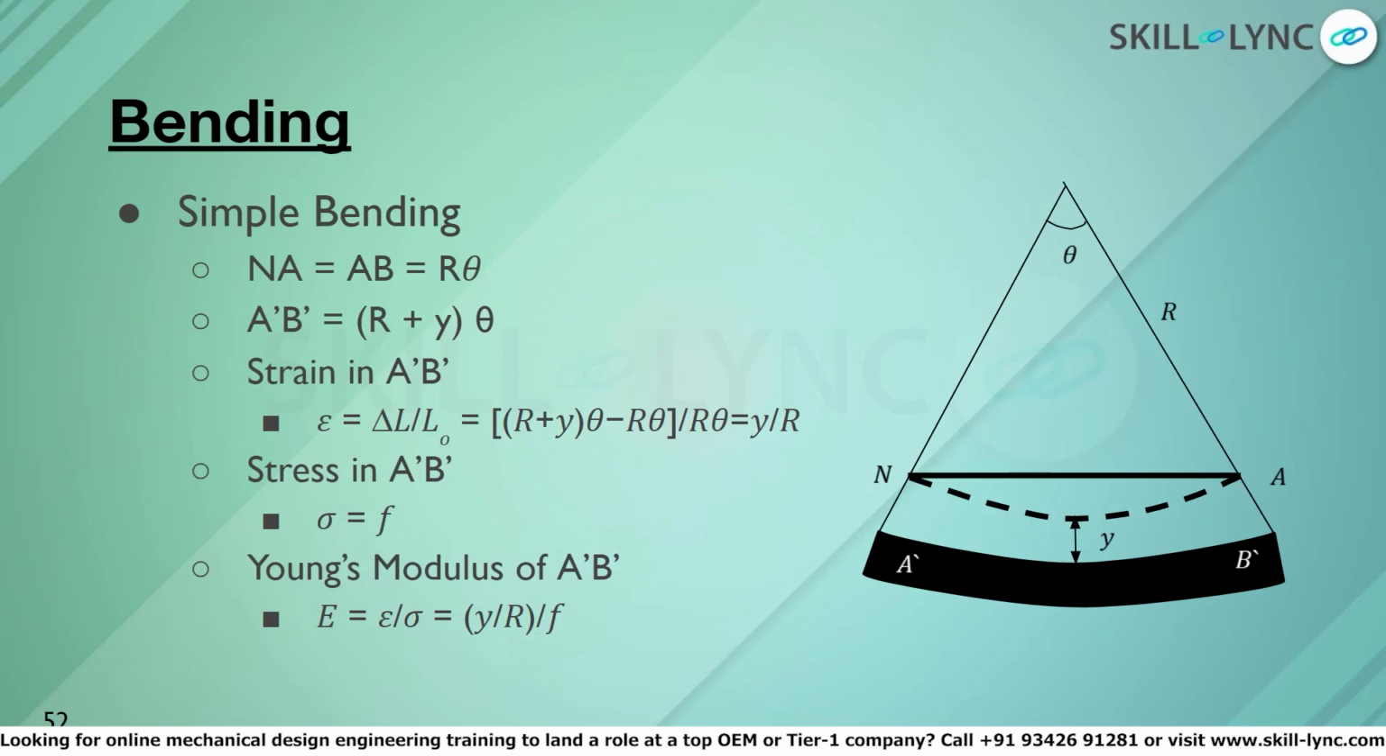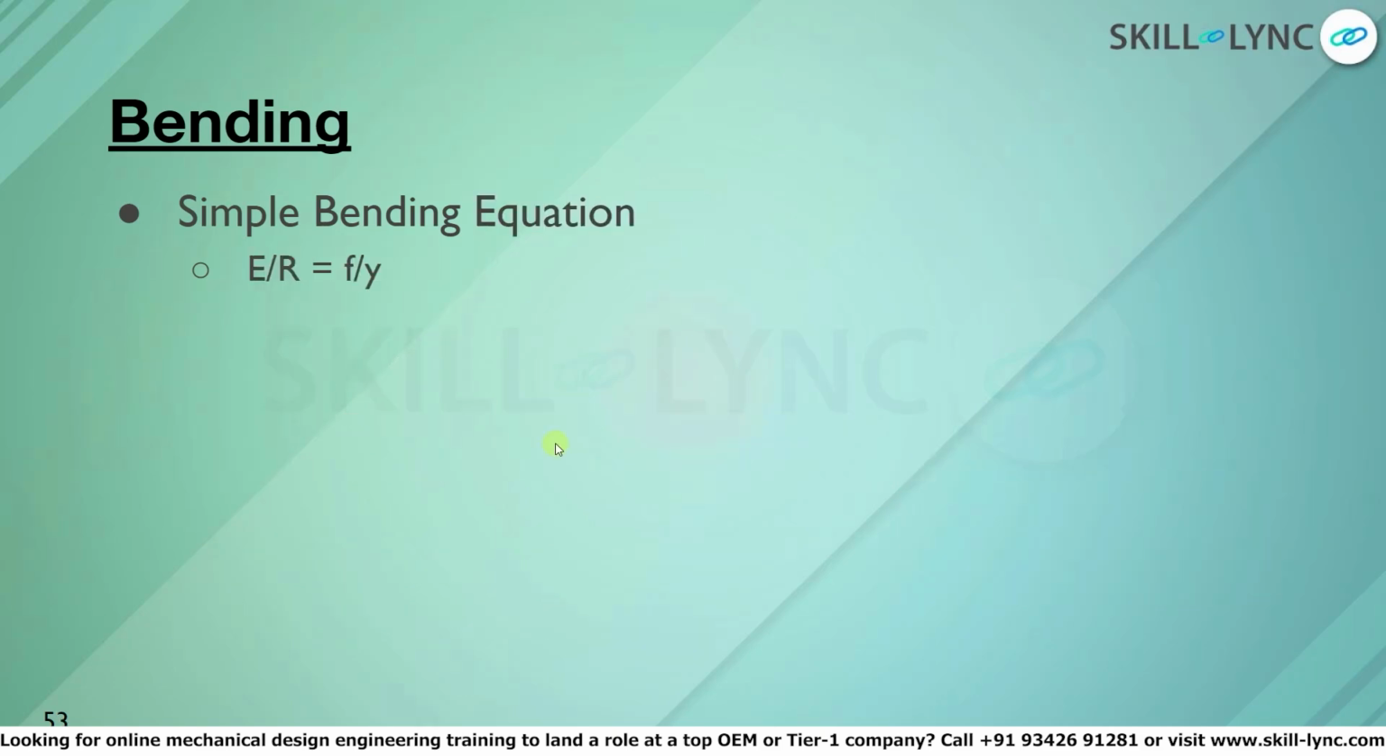Next, when we take stress in A dash B dash, it's sigma equal to F. Next, when we take Young's modulus, E is equal to sigma divided by epsilon. We know that epsilon is y by r and sigma is F. So from that, E will be equal to F divided by y by r. Thus, to derive the simple bending equation, E by r is equal to F by y, where E is the Young's modulus, r is the radius of bending, F is the stress in the element, and y is the deflection in the element.